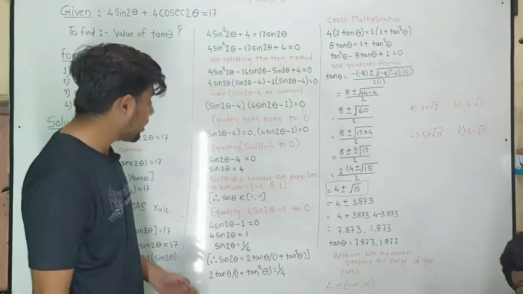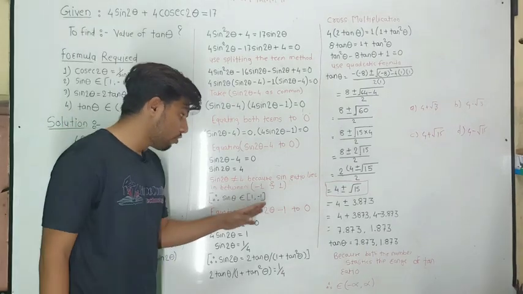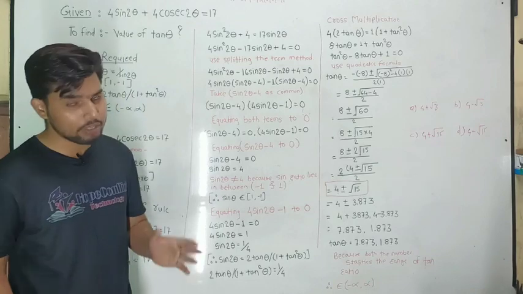But as we know, sin² theta is not equal to 4 because the sin ratio lies between minus 1 and 1.